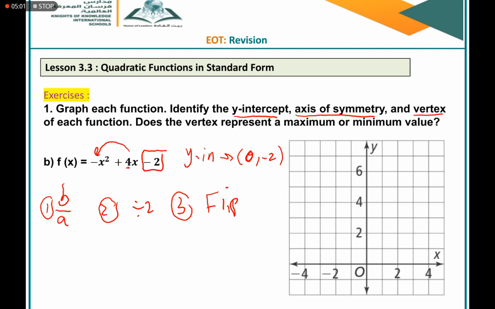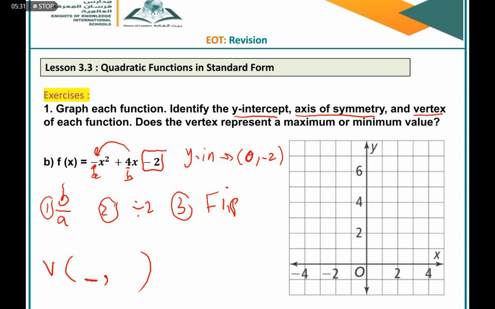This is a code between me and my students, so please forgive me if I tell a long story here. What I ask my student to do: this is B and this is A, the negative one. I told my student, first of all, to find the first part of my vertex.